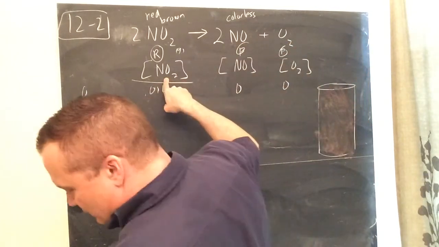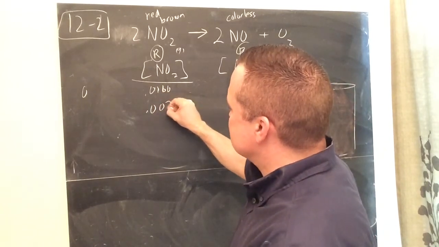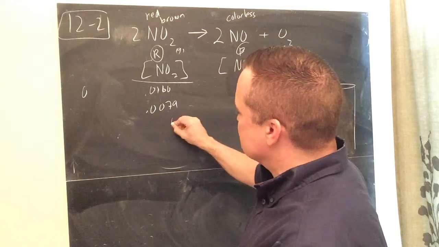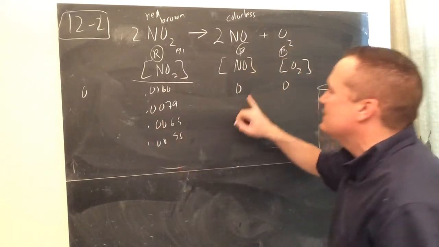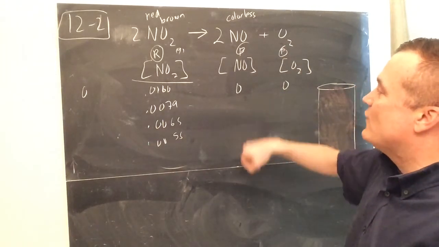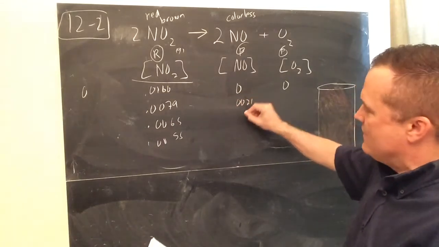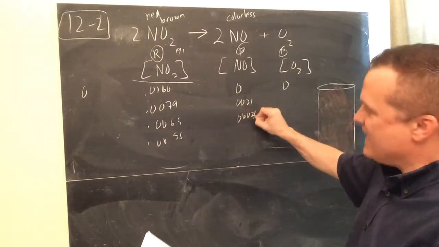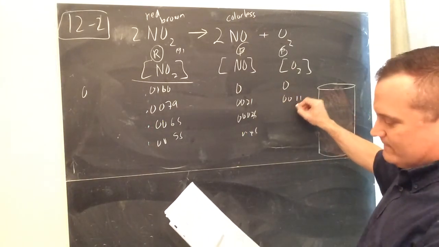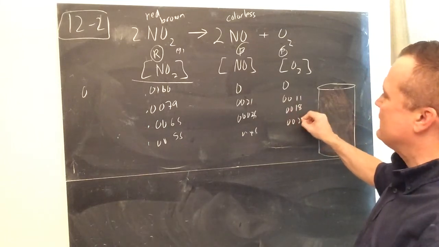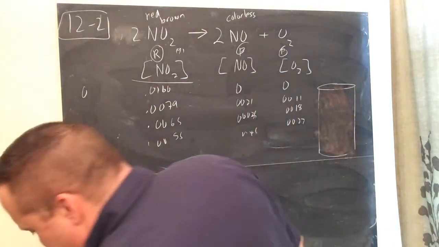Now notice these numbers on the chart in your notes: 0.0100, 0.0079, 0.0065, 0.0055. Okay, so we got the idea. We don't have to write all these down. But look at the NO, what it's doing. Well, it should be going up, right? It goes from 0 to 0.0021, 0.0035, 0.0045, and oxygen goes 0.0011, 0.0018, 0.0023. So this is increasing, and that one's decreasing. All right, that makes sense.